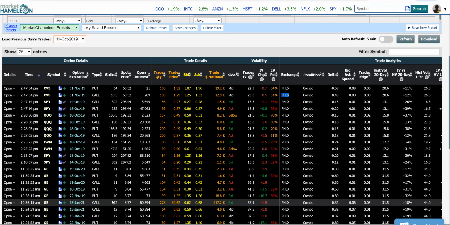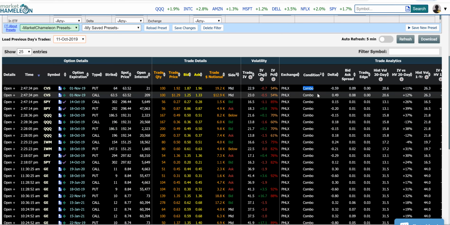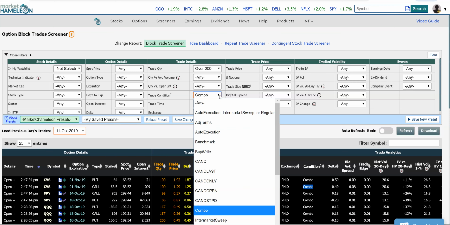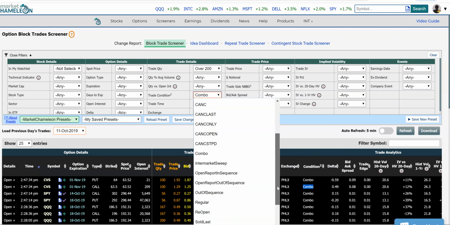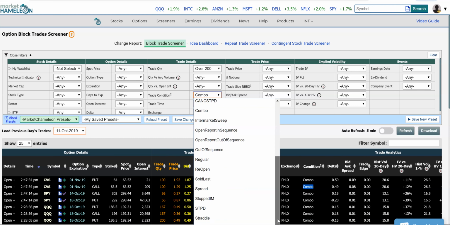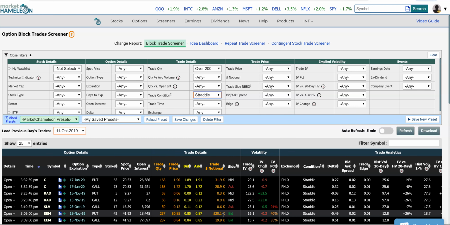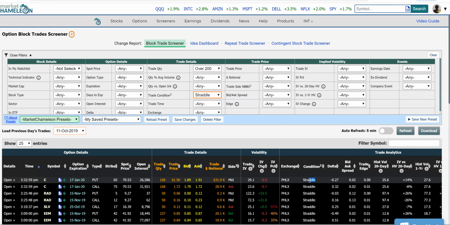So a combo is similar to a spread, but it doesn't necessarily have to be a buy and a sell in the same series. It could be a call and a put, or you could even go cross months and different strikes. So that would be a combo trade condition. Another one, we could take a look down here. I think I saw a straddle. A straddle is similar to a spread, except you're either buying a call and a put or selling a call and a put, right? So here's a straddle.